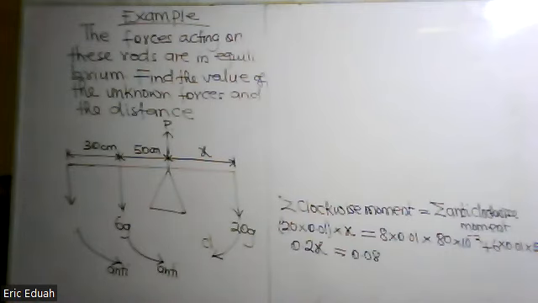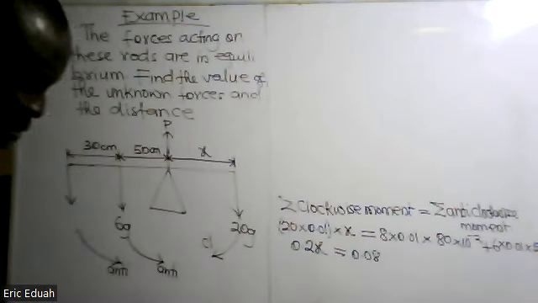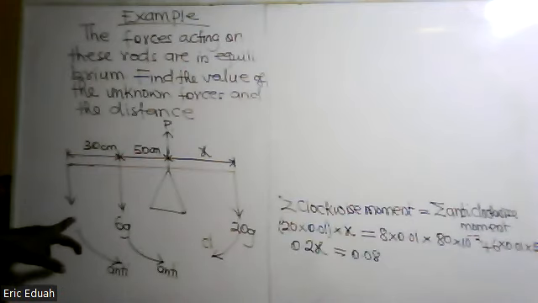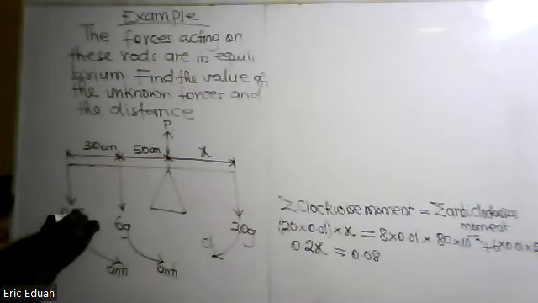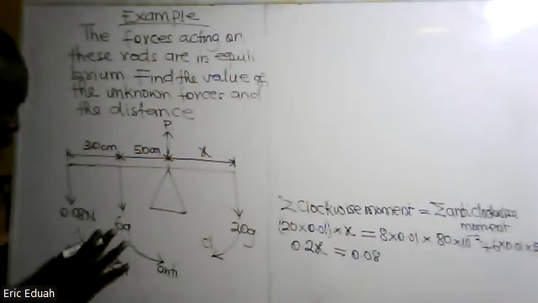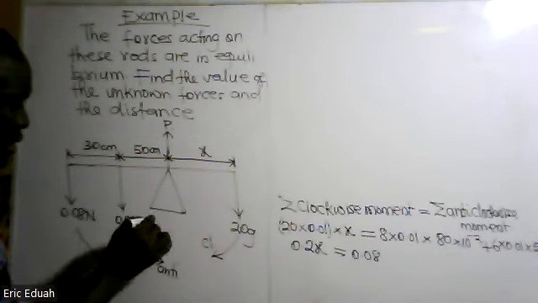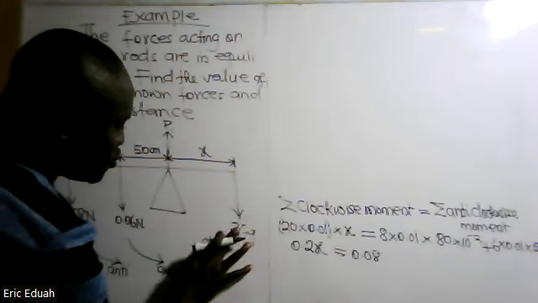What did you get for the 8 gram converted to weight? 0.08, so this is 0.08 Newton. Obviously, this will also be 0.06 Newton. Then what about the 20 gram? 0.2 Newton. So 0.2.